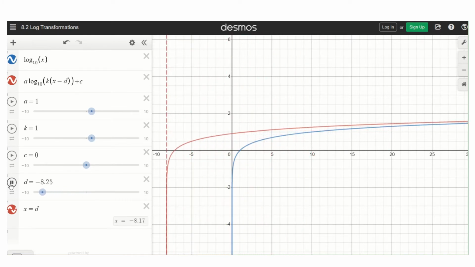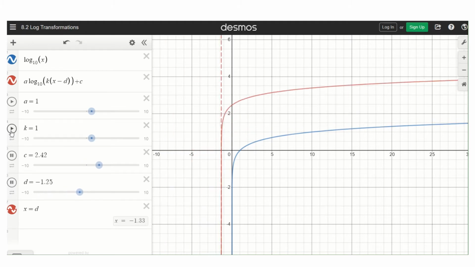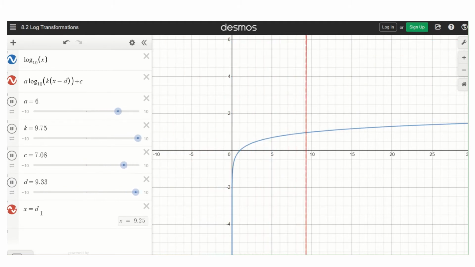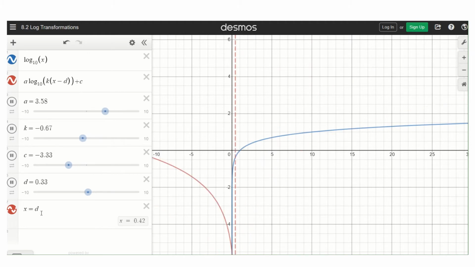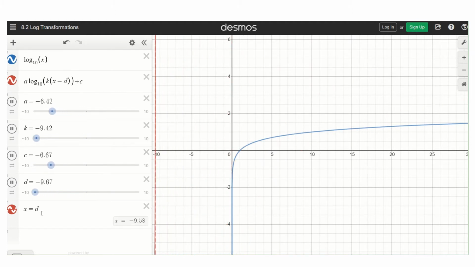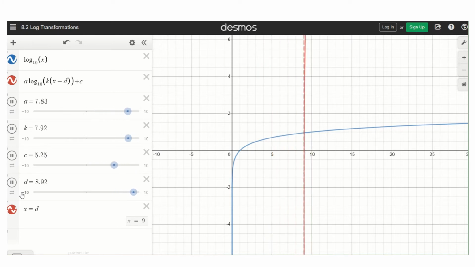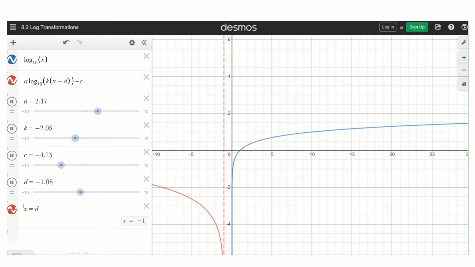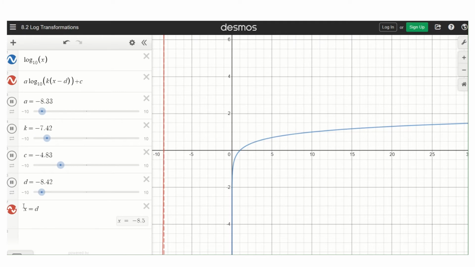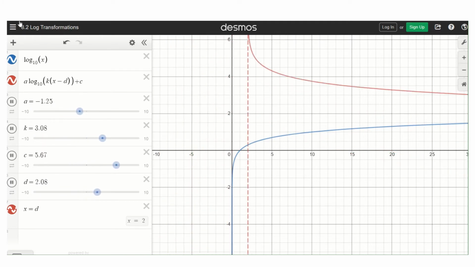So those are all of them. Let's turn them all on. Wow, this is crazy. Okay, so we've got all the transformations going on here, the a, k, d, and c values, and that is what they all look like. They all do the same thing for the logarithmic function that they do for any other function that we've had.